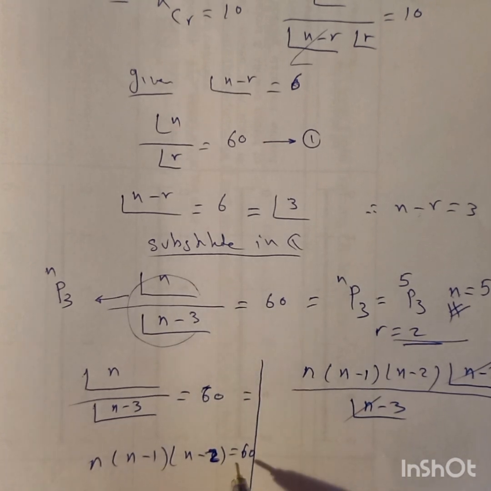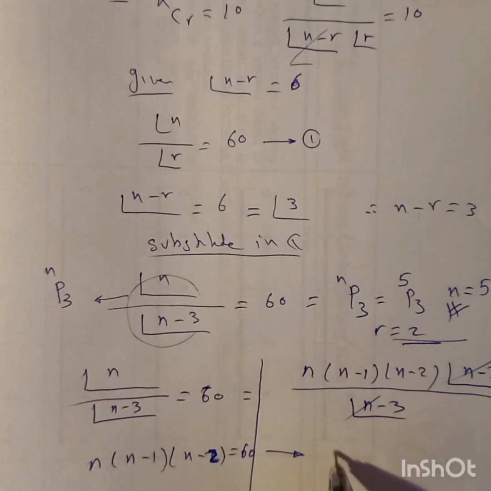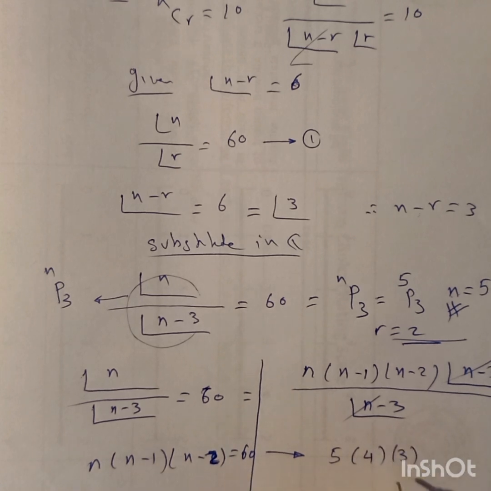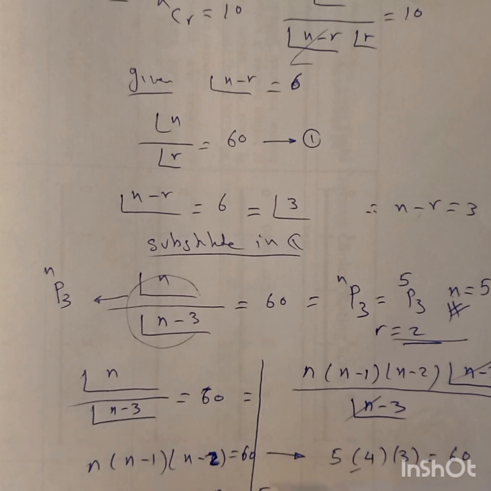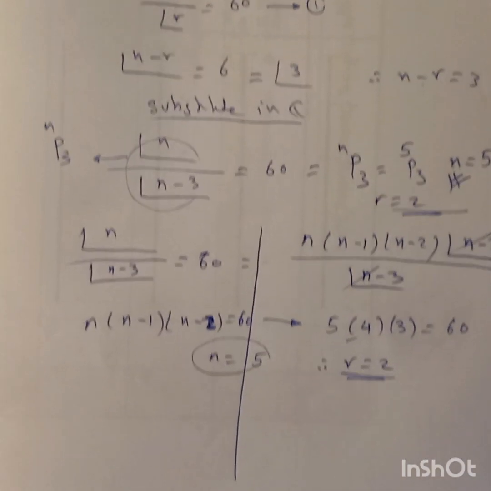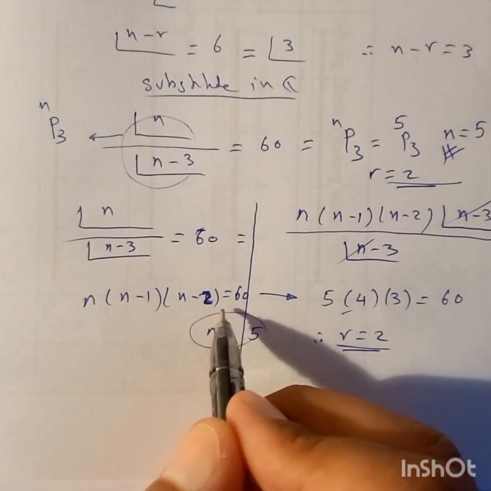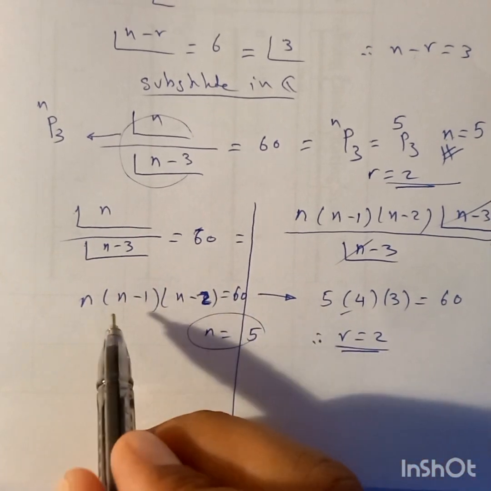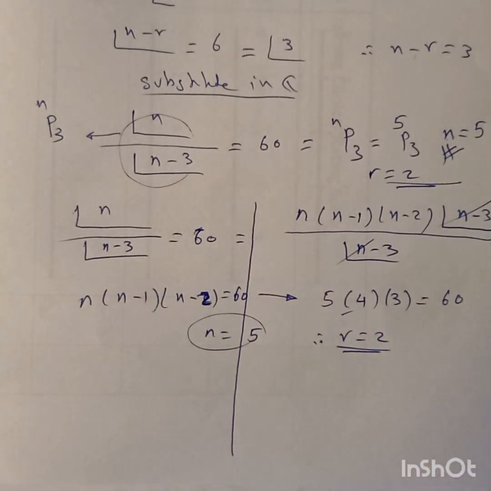Here we can solve it as follows. 60 can be formed by multiplying 5 times 4 times 3. This equals 60. By comparison, we have n equals 5, n minus 1 equals 4 and n minus 2 equals 3. Then n equals 5, and by substitution we have r equals 2, and this is required also. Or simply we can multiply this out, and this equals 60, and by using a calculator we can find the solution of this equation. Then we find n equals 5. By substitution we find r equals 2, and this is required to find.